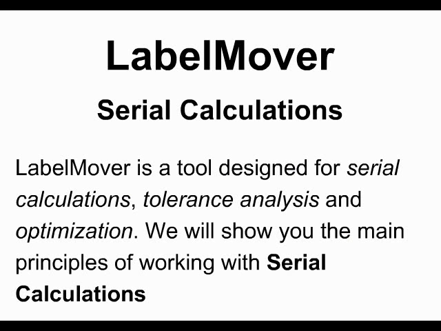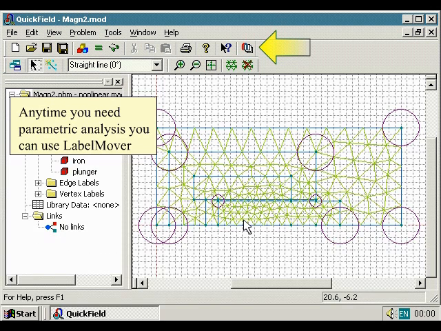LabelMover, serial calculations. LabelMover is a tool designed for serial calculations, tolerance analysis, and optimization. We will show you the main principles of working with serial calculations. Anytime you need parametric analysis, you can use LabelMover.